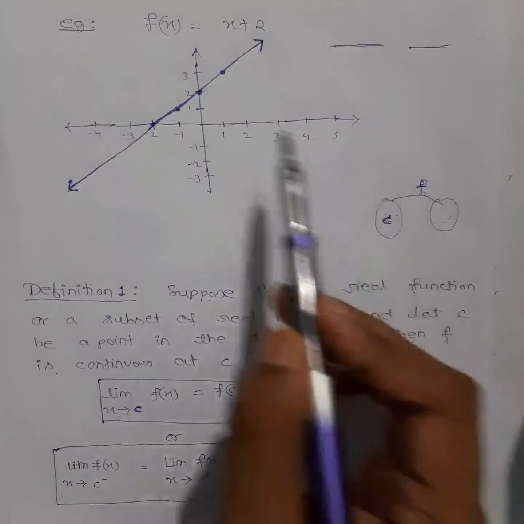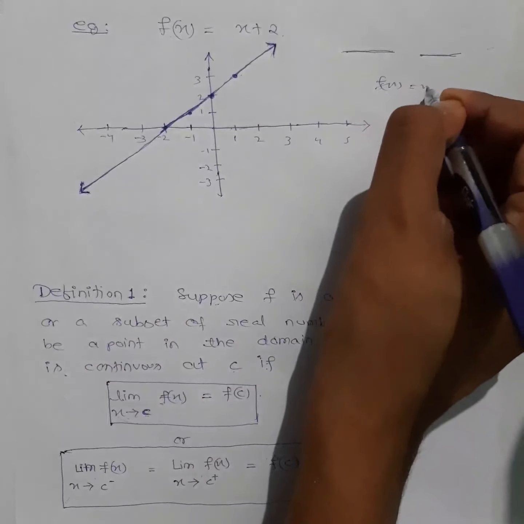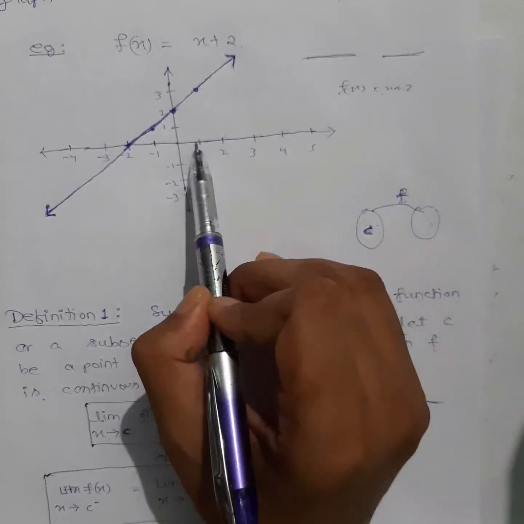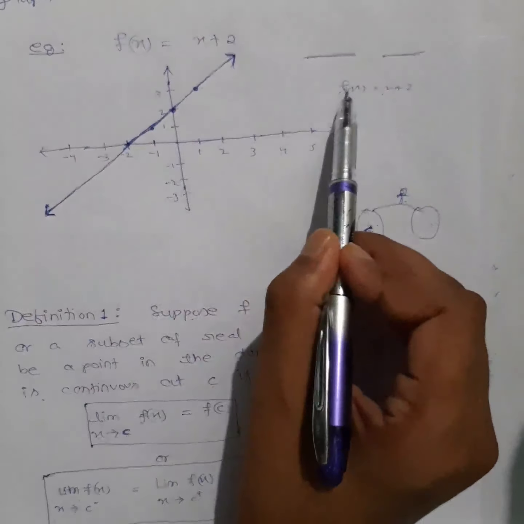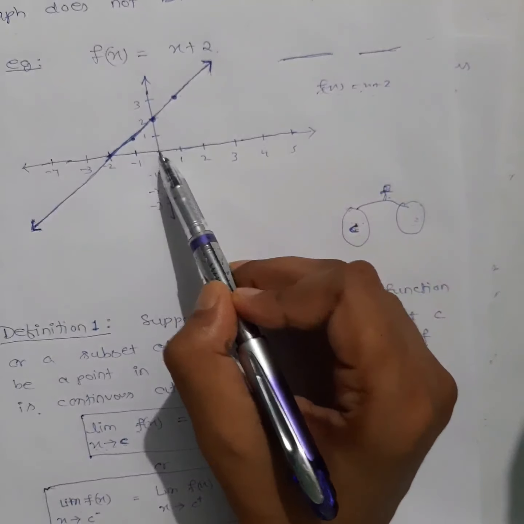Don't be afraid. This is nothing. See here in your graph, what you used to do. Suppose f(x) is given as x plus 2, right? Now this graph, how we used to draw? For the x value we will take something, right? You will take 0. What you will get? y equals 2. So x is 0, y is 2.